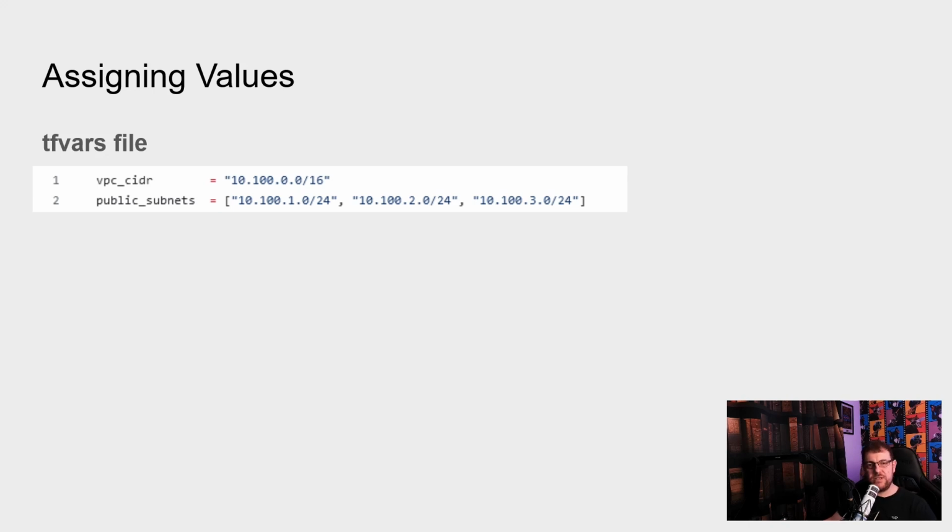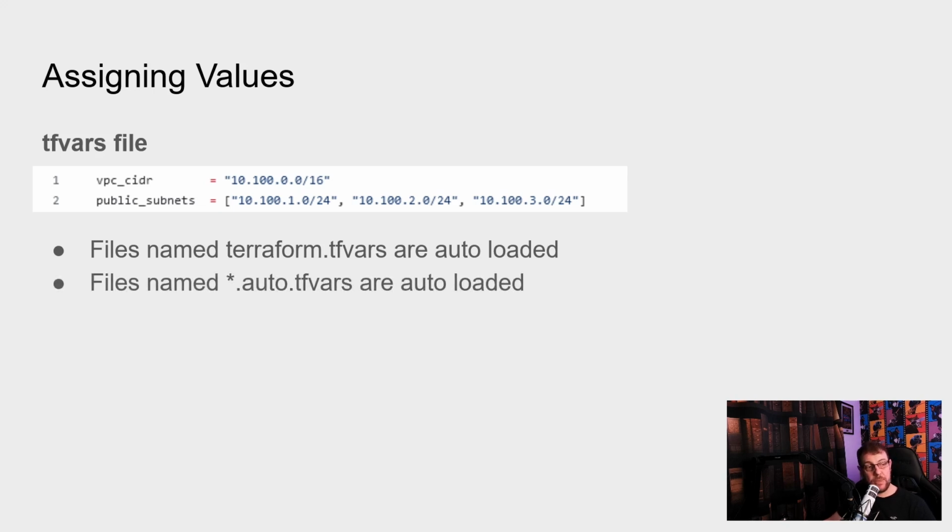There are different ways to load tfvars files automatically as well. Files named terraform.tfvars are automatically loaded in at runtime. Similarly, files that are named with a wildcard, so there literally could be anything, .auto, as long as it's got that in the name, .tfvars, are also auto-loaded during runtime.